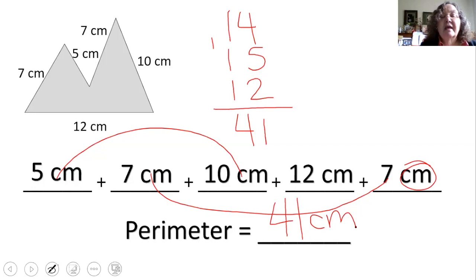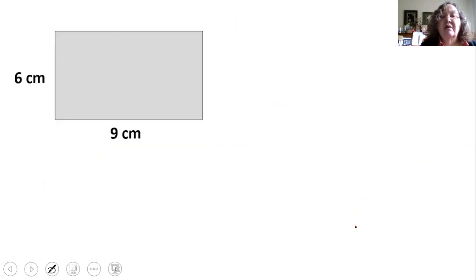Excellent. Well, let's try this one. Oh, this one only gives me 2 measurements. But I've got to think about some things that I know. It is a rectangle or a quadrilateral. And what do I know about this side and this side? They are congruent. You're right. So if this side is 6 centimeters, this side has to be 6 centimeters.